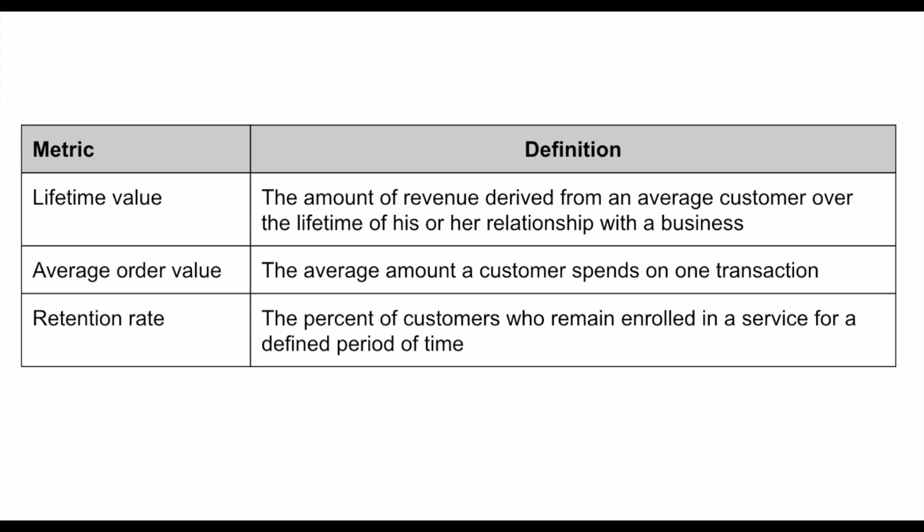The first is lifetime value, often known as LTV. It's defined as the amount of revenue derived from an average customer over the lifetime of his or her relationship with a business. Next is average order value, AOV. It's defined as the average amount a customer spends on one transaction. It's very popular and often used in e-commerce businesses.